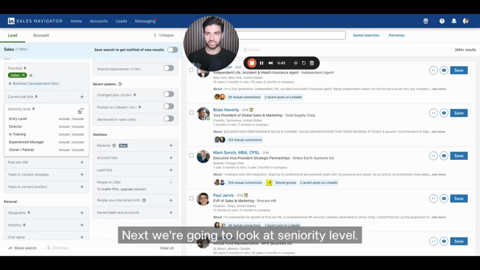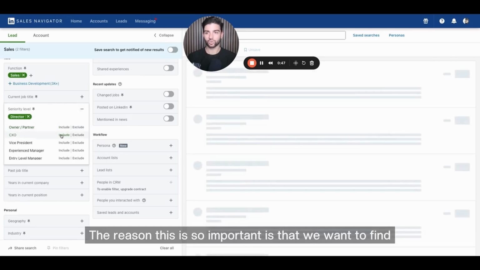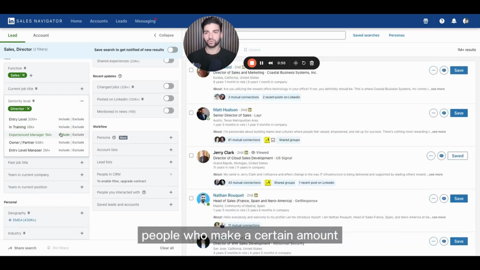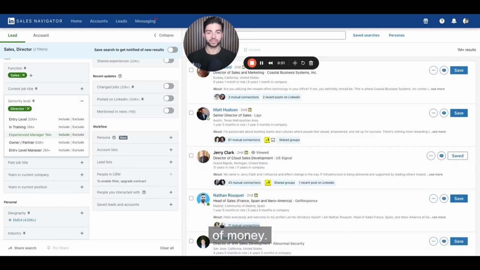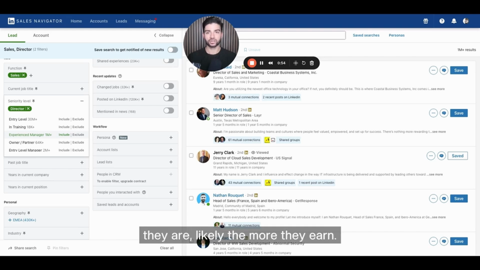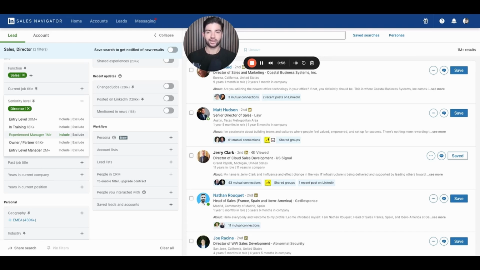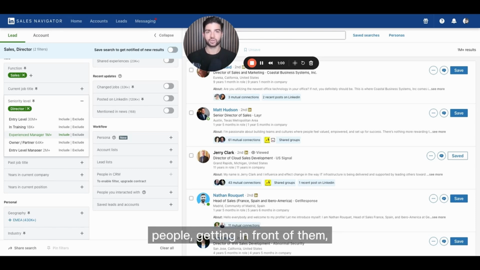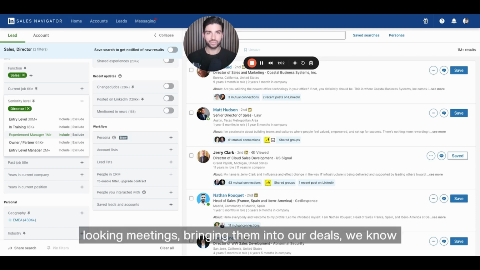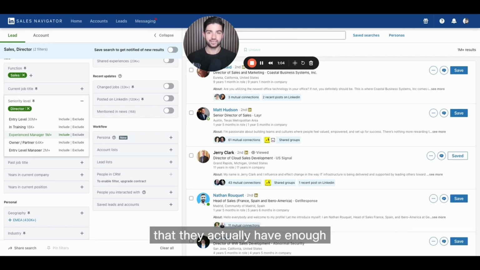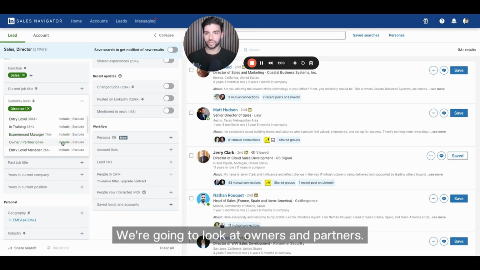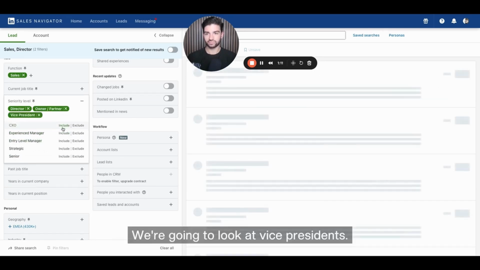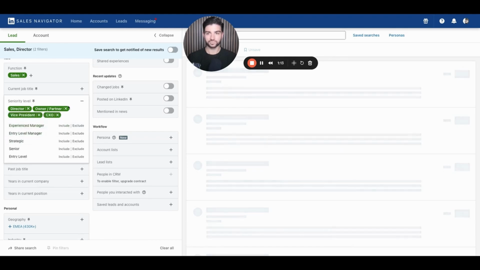And next, we're going to look at seniority level. The reason this is so important is that we want to find people who make a certain amount of money, right? The higher up the organization they are, likely the more they earn. That way, if we spend all this time finding the right people, getting in front of them, booking meetings, right, bringing them into our deals, we know that they actually have enough money to go invest. So we're going to look at director level. We're going to look at owners and partners. We're going to look at vice presidents, and we're going to look at C-suite.